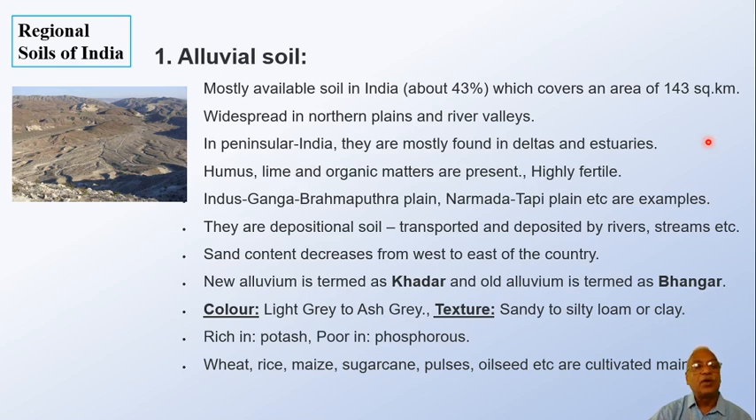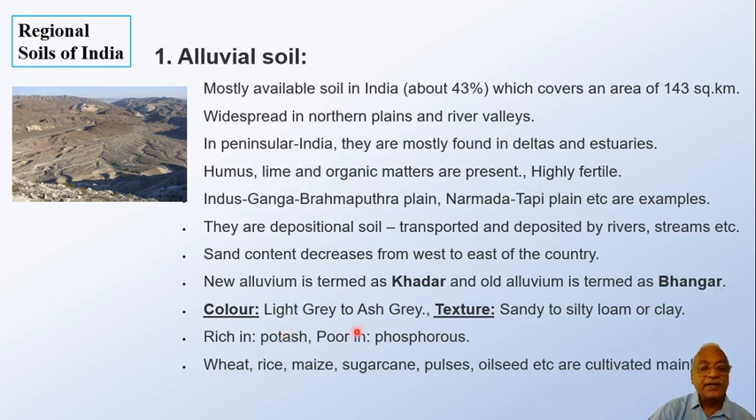Humus, lime, and organic matter are present in these soils. They are highly fertile. Indus, Ganga, Brahmaputra plains, Narmada, Tapi plains, etc. are examples of alluvial soils. They are depositional soils transported and deposited by rivers, streams, etc. The sand content decreases from west to east of the country. New alluvium is termed khadar and old alluvium is termed bangar.